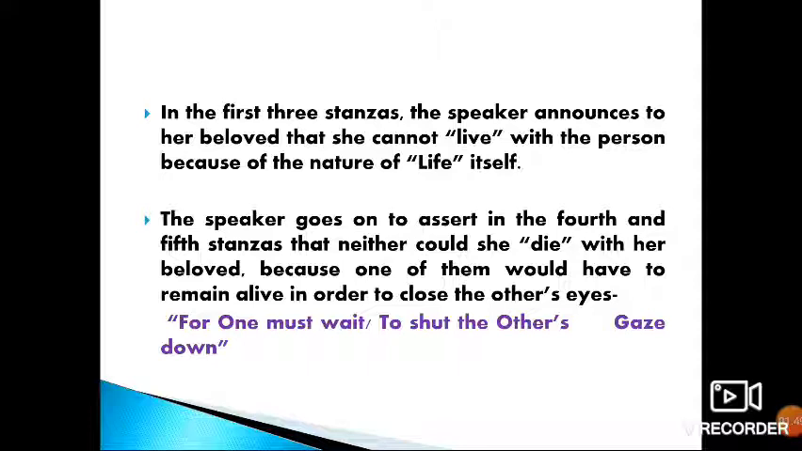Now, the speaker goes on to assert in the 4th and 5th stanzas that neither could she die with her beloved, because one of them would have to remain alive in order to close the other's eye. So here we see the reference in the poem: for one must wait to shut others' gaze down. The speaker asserts further that logically it would be impossible for her both to see the beloved die, that means freeze. So here dying is compared to freezing, conveyed through the word freeze, and to be dead at the same time to have her right of frost.